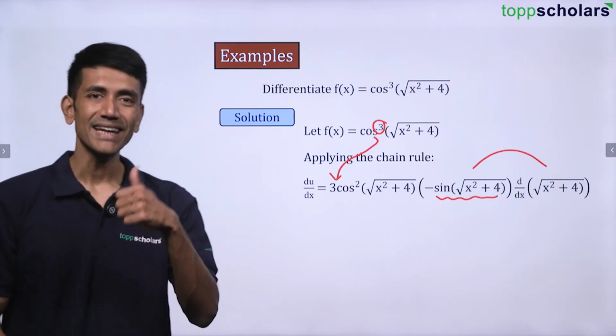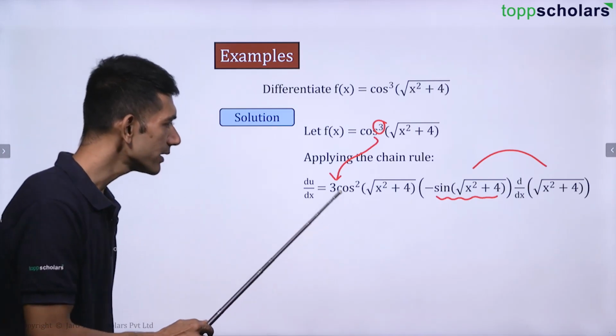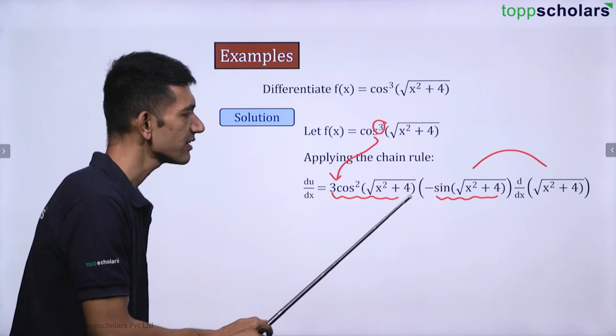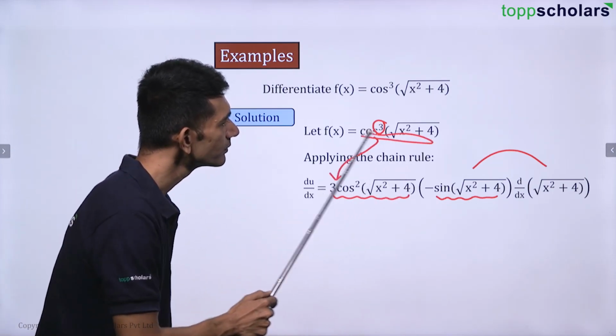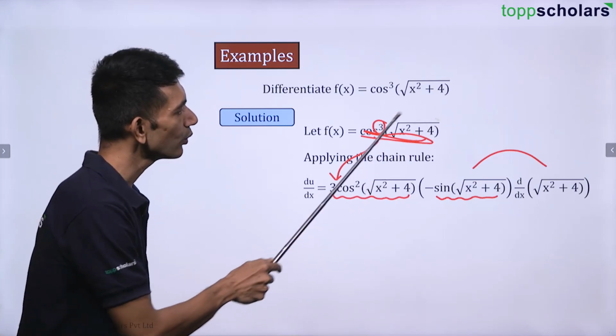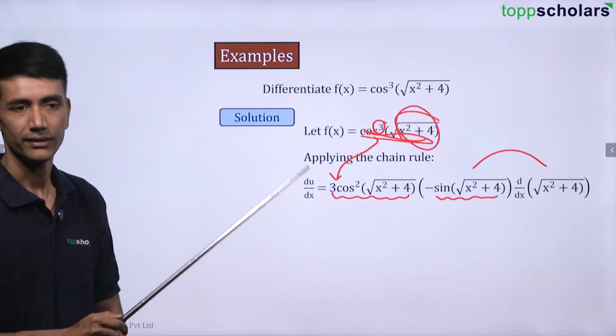And then you take the derivative of under root x square plus 4. Basically, you are applying x raised to n first over here. Then you are applying cos of this. And then you are applying only for the inner bracket. That's it.